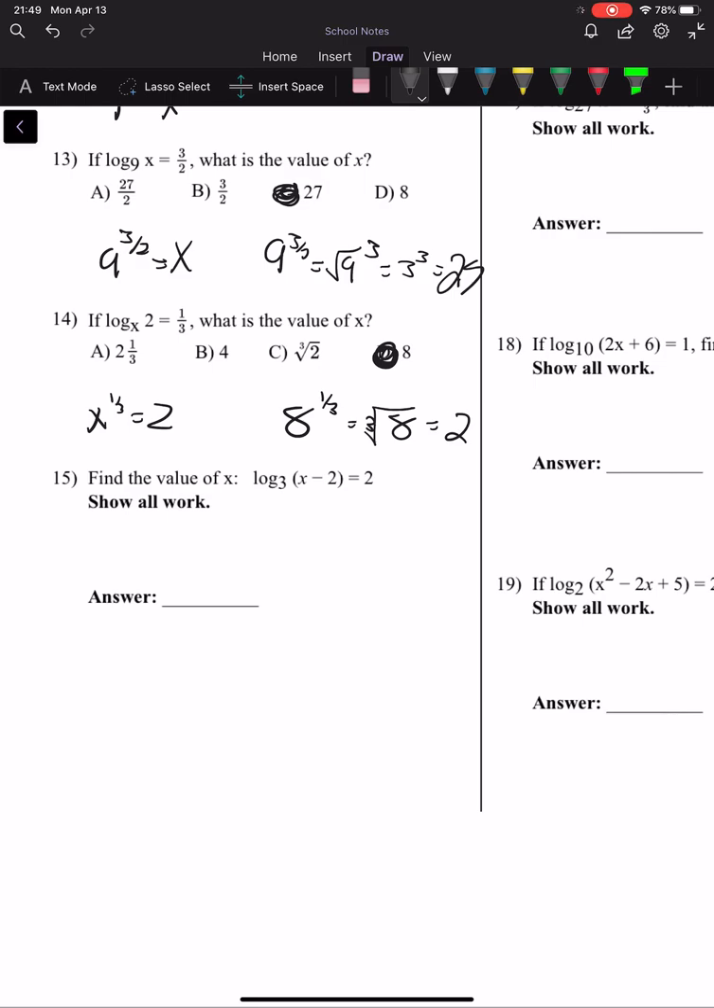Number 15, we have log base 3 of x minus 2. So we have 3 to the second power equals x minus 2. 9 equals x minus 2. So x equals 11.